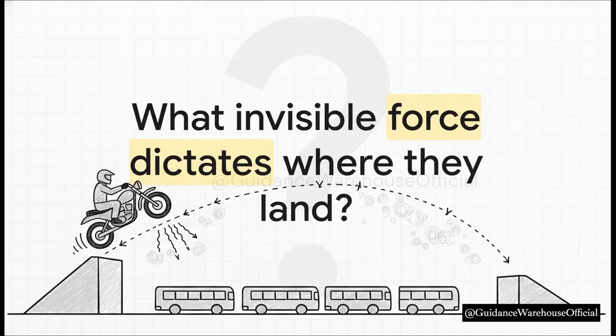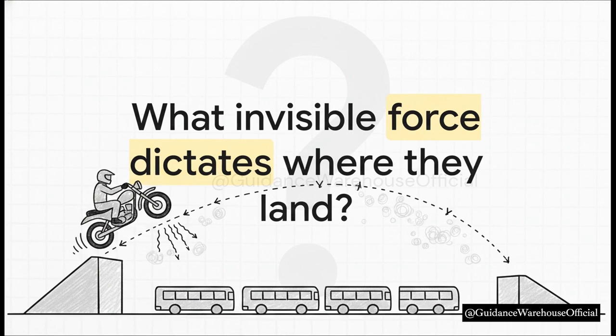Picture this. A daredevil is jumping a motorcycle over a massive line of buses parked end to end. They hit the ramp at exactly 40 meters per second. But once those wheels leave the ramp, what single invisible force determines exactly where they're going to land? Think about it for a second.